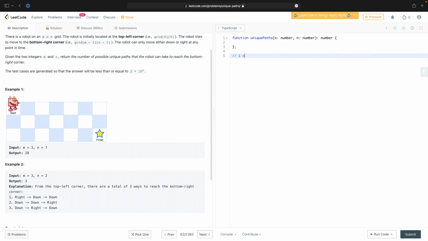If the grid is 1 by 1, there is one path. If it's 2 by 1, there's one path. If it's 1 by 2, there's one path. If it's 2 by 2, we can go down, or we can go right. There are two paths. If we extend this across to 2 by 3, what that does is it gives us all the ways we can do. No, hang on.